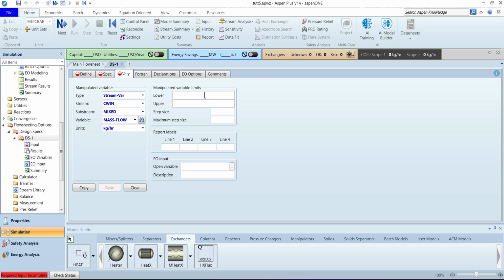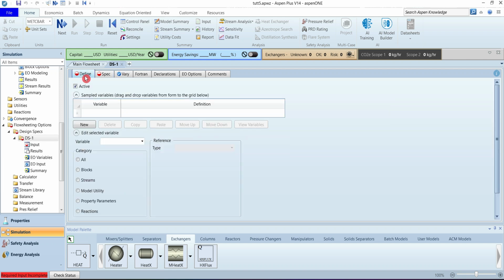Let's use a lower limit of 45 tons and use any upper limit. What should we use? Let's say 100. We don't know what it should be, we can just guess, and change the units to tons per hour. Tons per hour. Be careful. These numbers, 50 and 100, are associated with this unit. So the vary is specified, and then let's define the objective function.